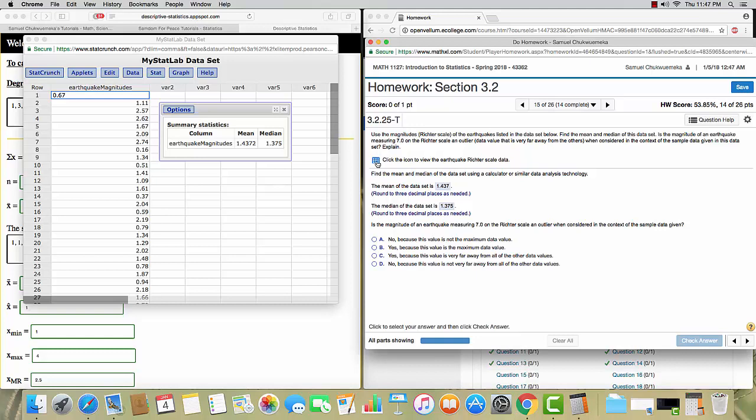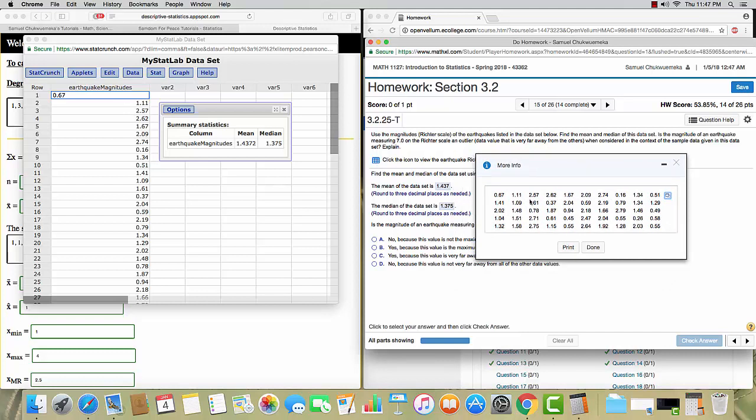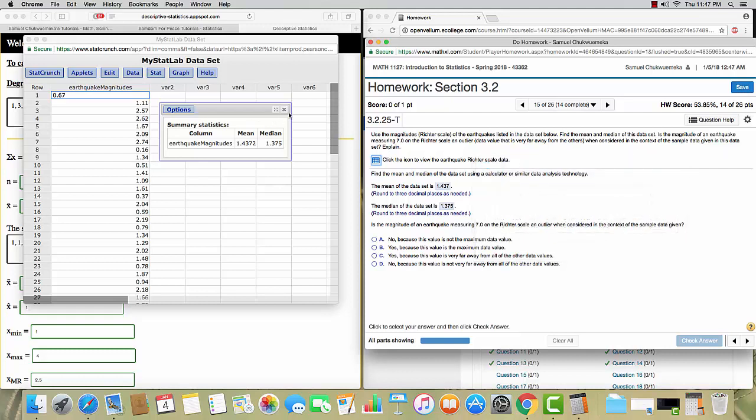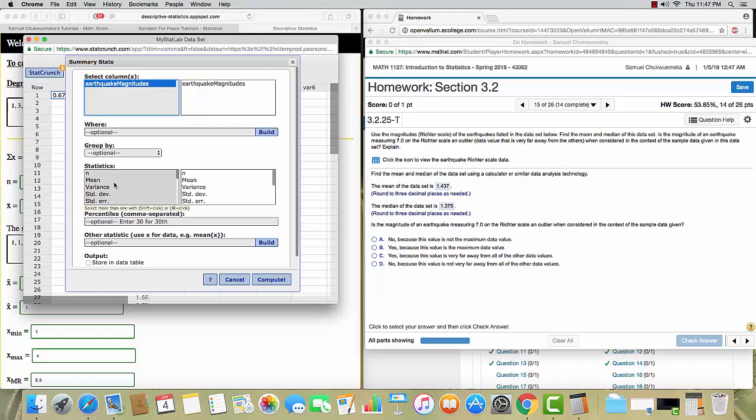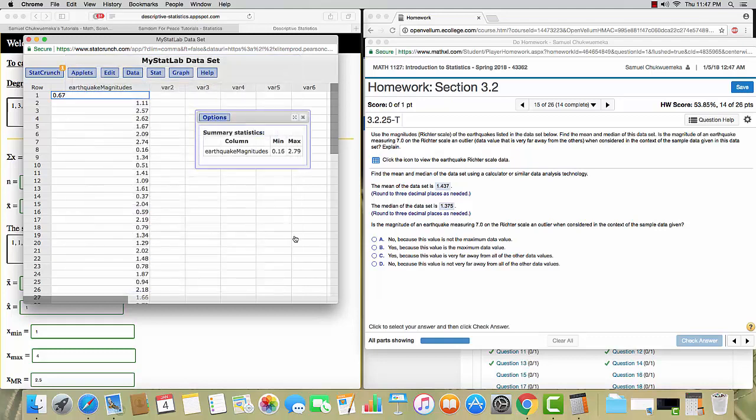Well, yes. You look at the sample data, actually. Look at this sample data. What's the minimum? What's the maximum? Even if we get the minimum and maximum, you'll be surprised. Summary Stats, Columns, earthquakes. And I can get the min and max. So look at it. 7 is too much from 2.79.